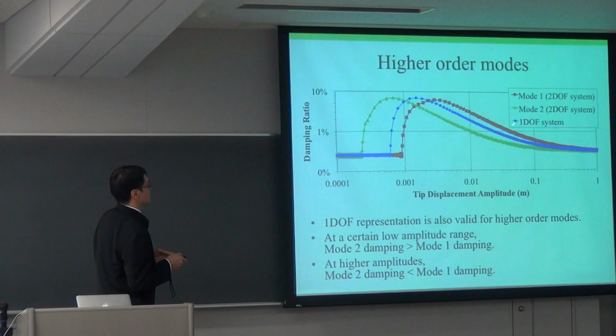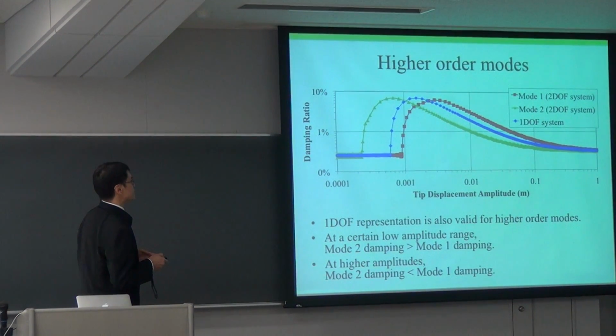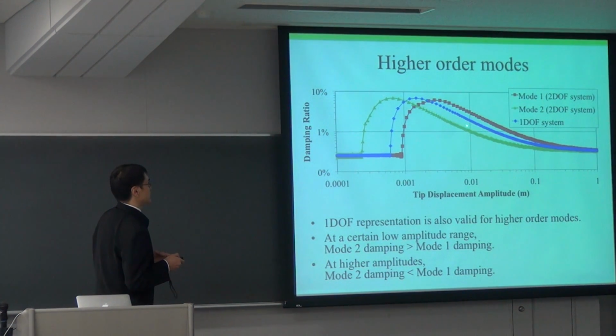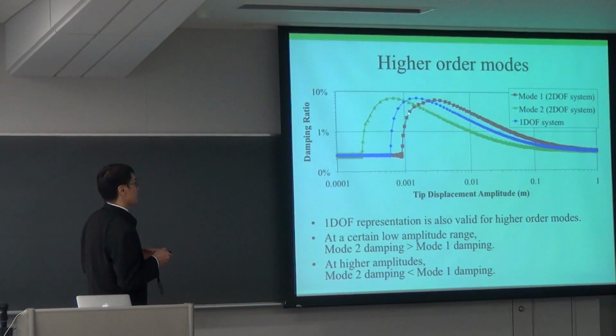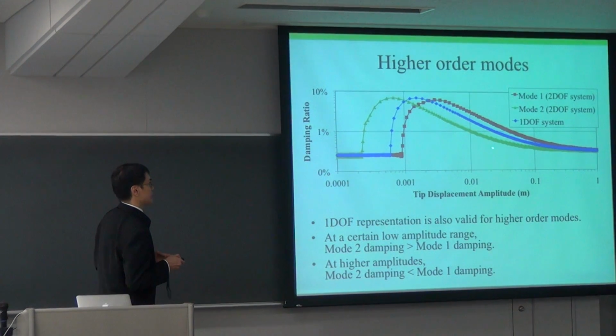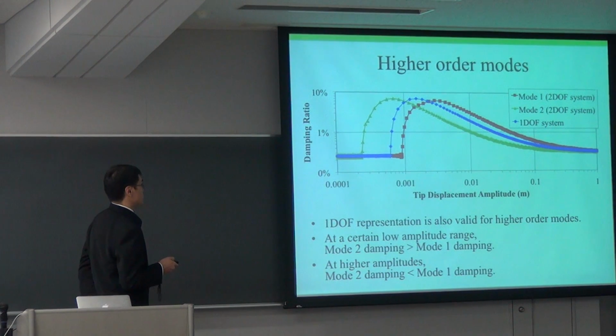Here you can see, this is just a one DOF system and then a 2 DOF system, mode 1 and mode 2. You can see the shapes again are similar to the 1 DOF system, which suggests 1 DOF representation is also valid for higher order modes. But here, an interesting result is mode 2 damping is higher than mode 1 damping only at, let's say, this amplitude range. But at the higher amplitude ranges, mode 1 damping is higher than mode 2. So it depends on what amplitude range you're looking at to say which mode has higher damping.